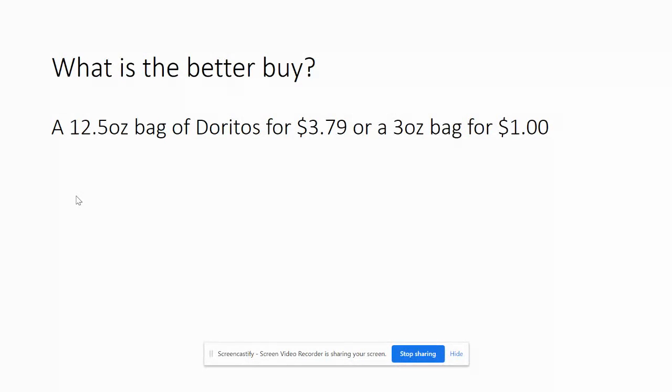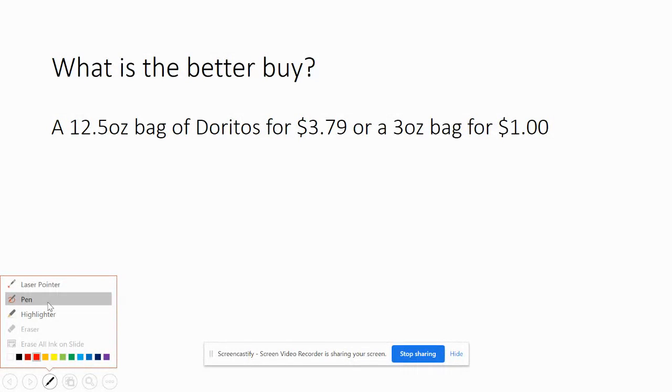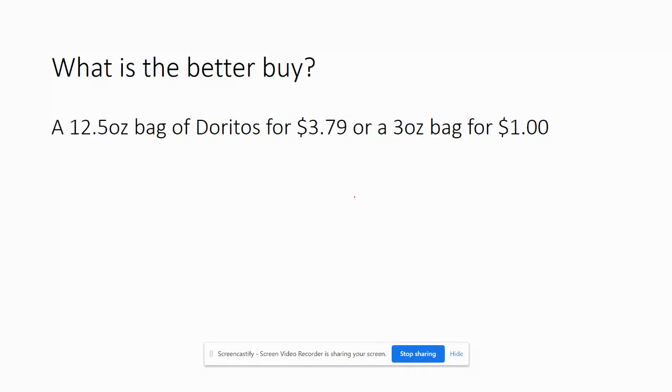Okay, so with each of these problems, let me turn my pen on real quick. With each of these problems, we are talking about the better buy. Therefore, which one will give me more for my money? Now, the money is the most important part here. Each time I do these problems, comparing unit rates, I have to divide the amount of money by the amount of the object.